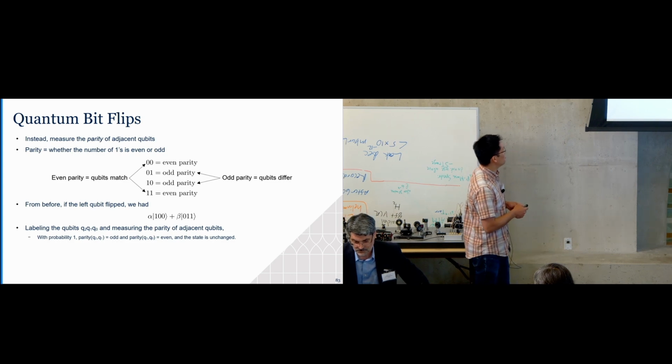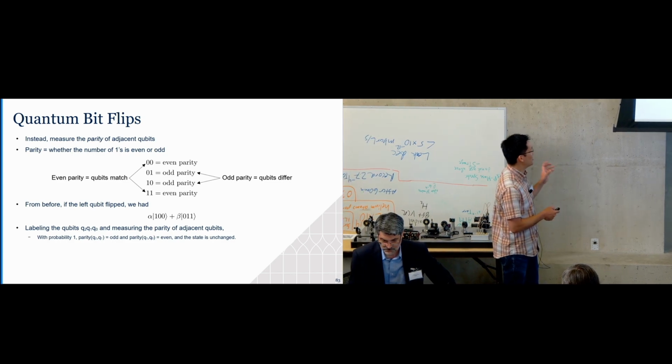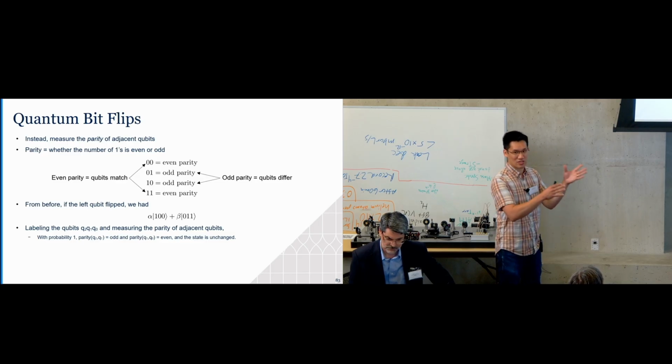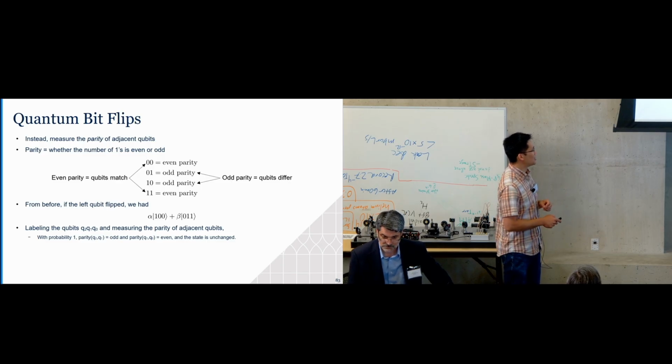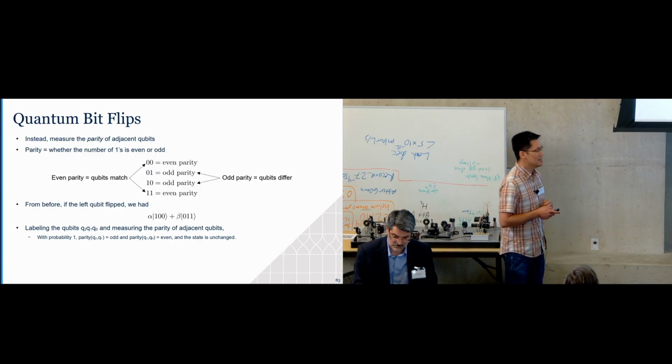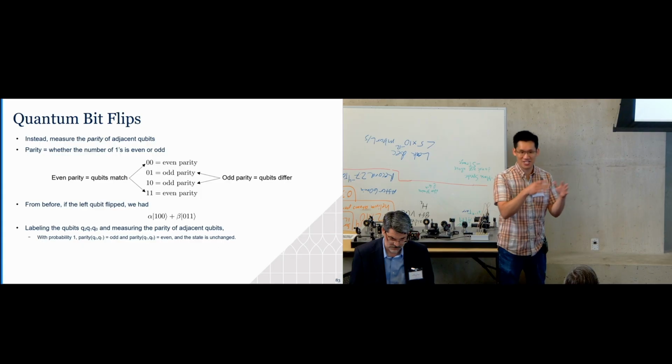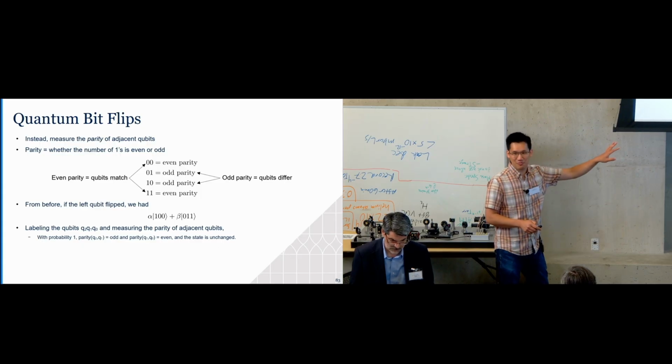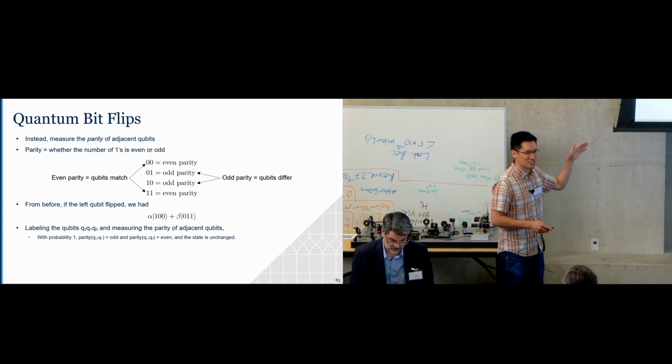So with probability 1, we'll find that the parity of the left 2 qubits is odd, and the parity of the right 2 qubits is even. And the state doesn't collapse to anything because we're not forcing it into one or the other. They both have the same parities of adjacent qubits, so the state is unchanged. We're able to measure parity without collapsing our state. In the textbook, we give a circuit for how to actually do that, and students simulate it and all that. But this is enough for now. There's a way to do this, and it doesn't collapse your state.